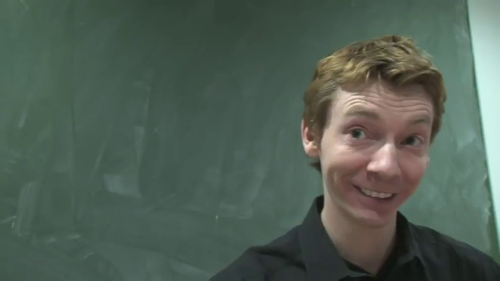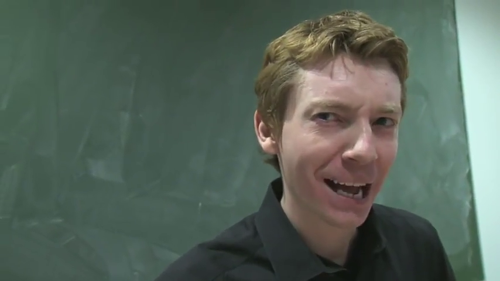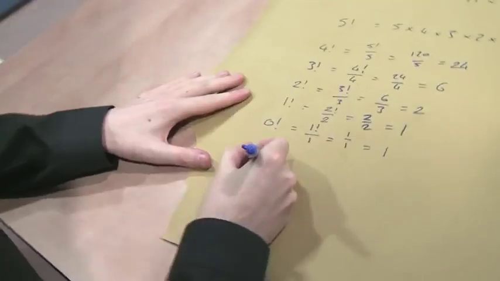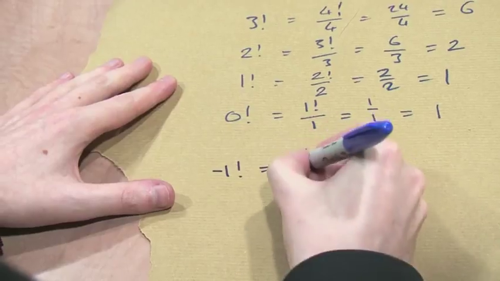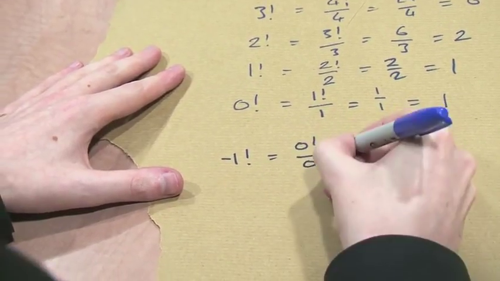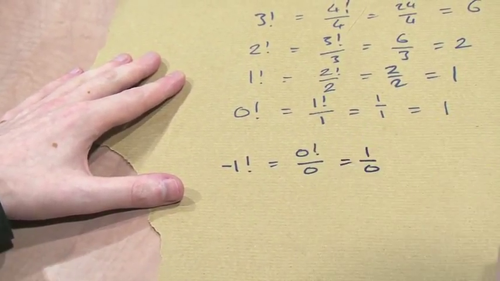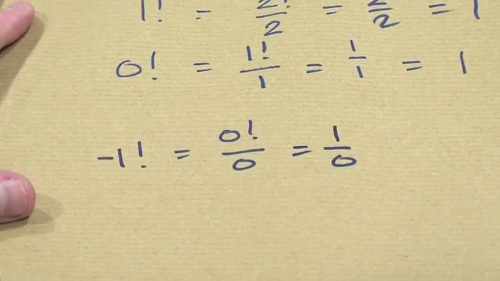Shall we try? Negative 1 factorial would be next in that sequence? Let's see what happens. I'm not sure what's going to happen. Let's try. Minus 1 factorial. So what should I get? 0 factorial divided by 0. 1 divided by 0. Divided by 0. You've broken maths, Brady. Stop that.